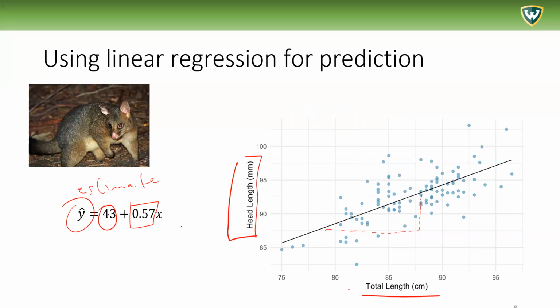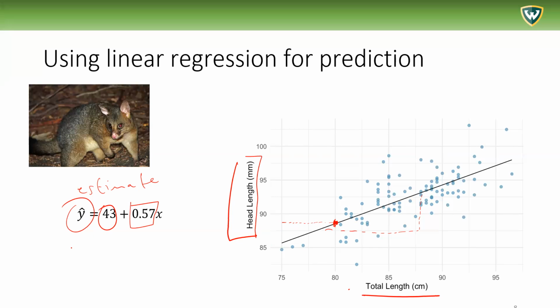So how do you use this for prediction? Well, suppose you want to know what the head length of a possum is that is 80 centimeters of total length. So something like over here. You found a possum and it's 80 centimeters of total length. Well, if we put it on the line, we can see that it's going to be somewhere right over here. So what is this? 86, 87 or something, or this is 85. So this must be about 88.